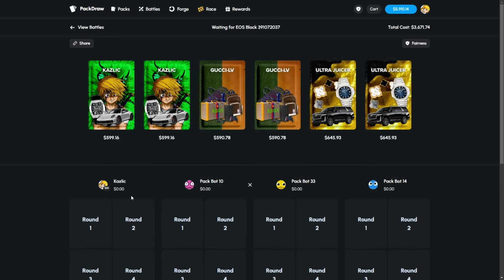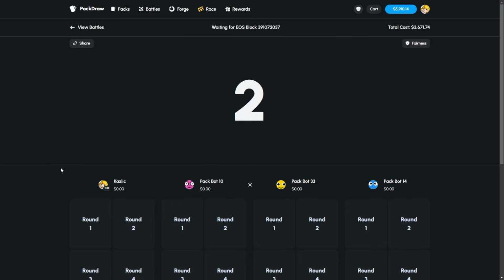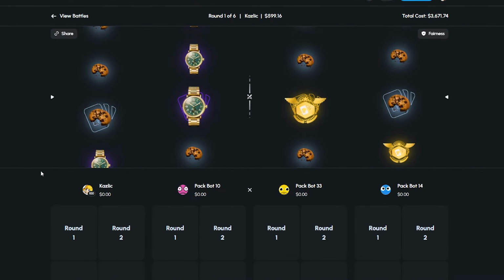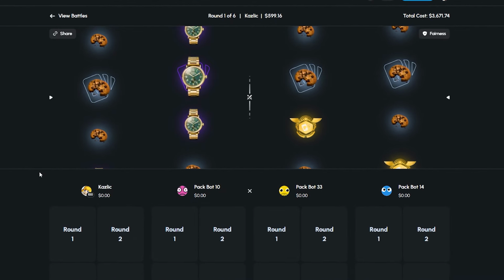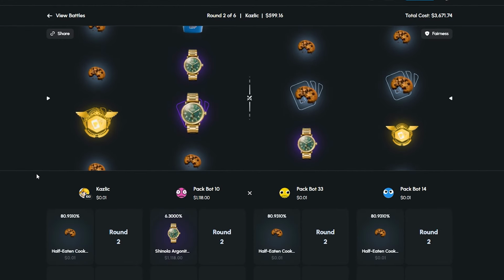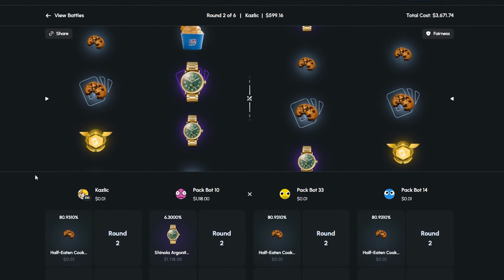I mean, surely we get some hits here. Worst case scenario, the Gucci LV should pay a little something, right? It should be a little something. At least from the Kaz, you do get a little double up every now and then. Okay, like a 6.3% chance. But the main thing is if you get a gold, it's big value.